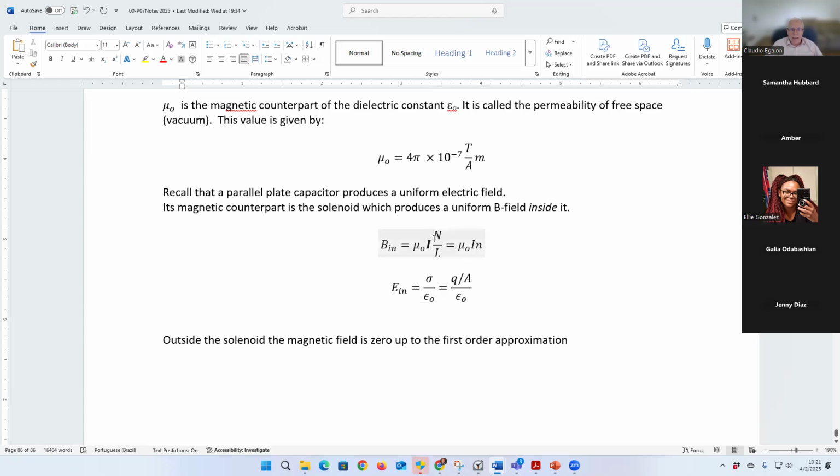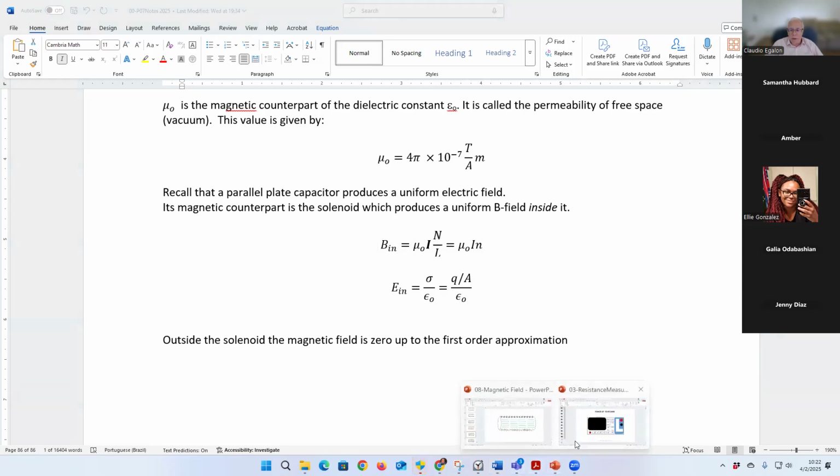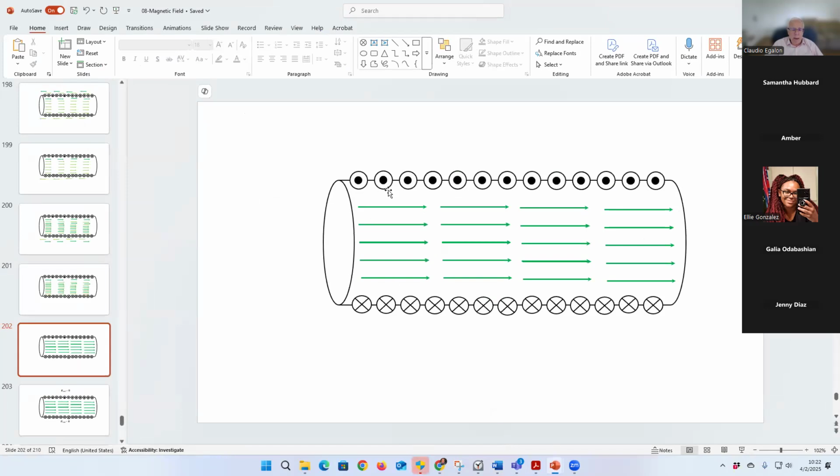This n is right in here just because of the number of turns of the solenoid that you have. If you have just one turn, n is going to be equal to 1. But by wrapping up these coils several times, you end up producing a more intense field. That's the nice thing about the magnetic field.